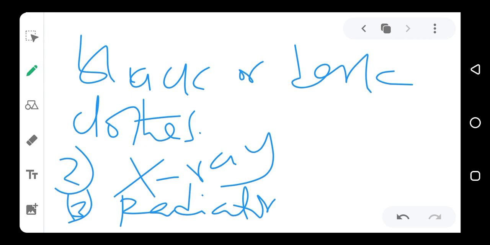Then you come to radiation. Take special notice of the heat transfer in the radiator as one of the applications of heat transfer through radiation. I hope the lesson is very clear. Thank you.